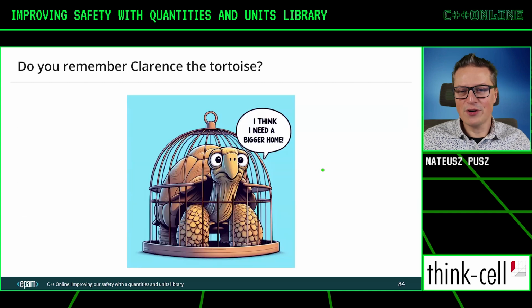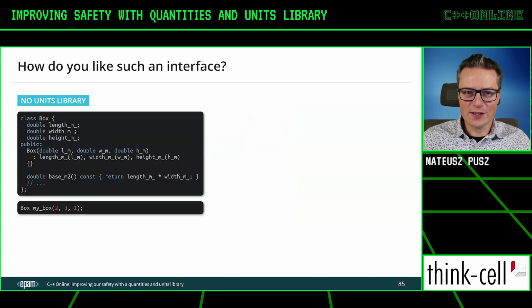Let's maybe talk about other mistakes and mishaps that we discussed in the very beginning. Do you remember Clarence the tortoise? The tortoise that got a too small enclosure after a zoo transfer. Let's think about how such an enclosure can be built and how it can be specified by our interfaces.